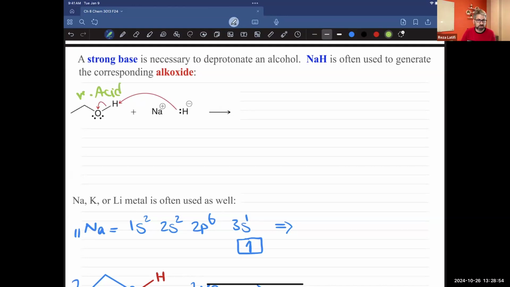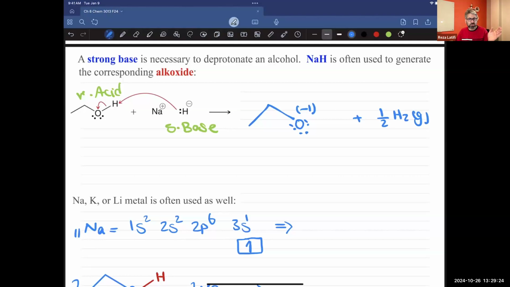And one of the bases that we use is a hydride. Hydride is a hydrogen with a negative charge on it, and so this is going to be a strong base. A strong base will take hydrogen from alcohol and turn it to this species: we will have oxygen with three lone pairs, so this one will be -1. And also we get half a mole of hydrogen gas. Or you can say I started with 2 moles of alcohol, 2 moles of hydride, and in that case I get 1 mole of hydrogen gas.